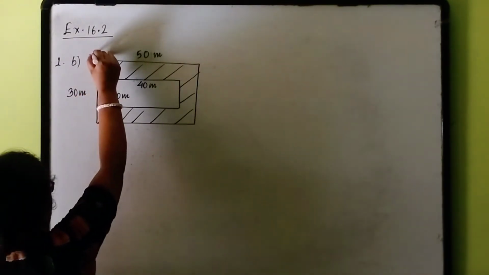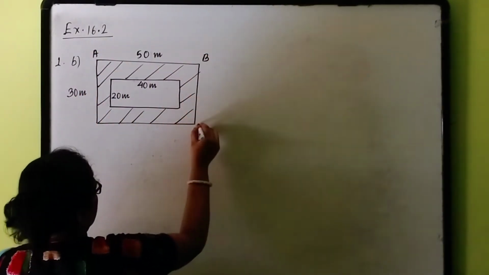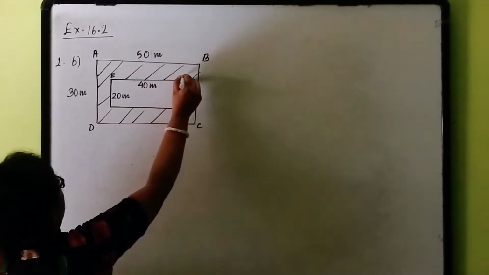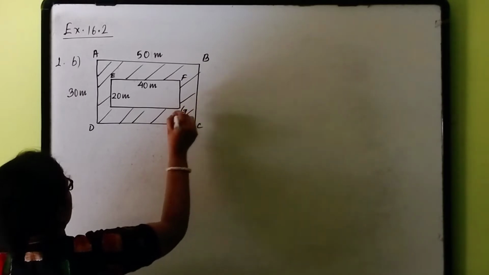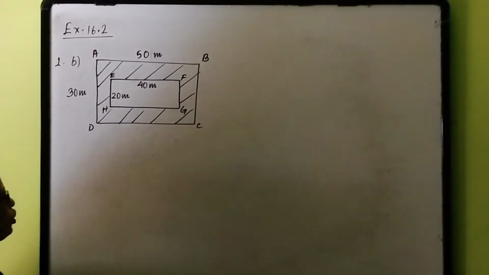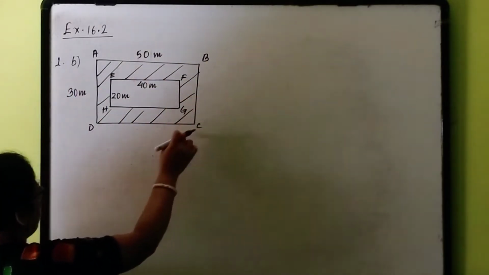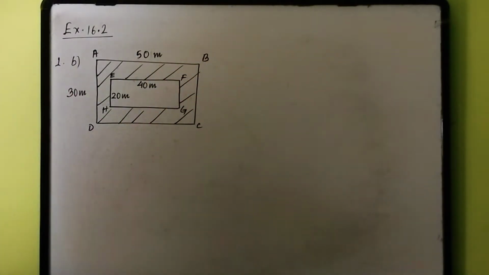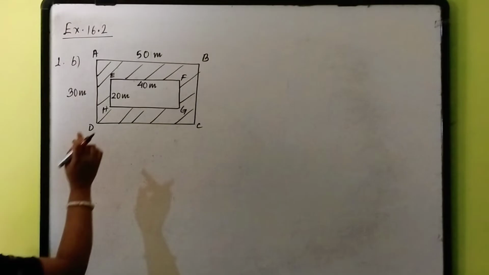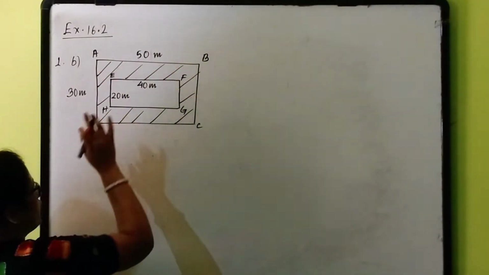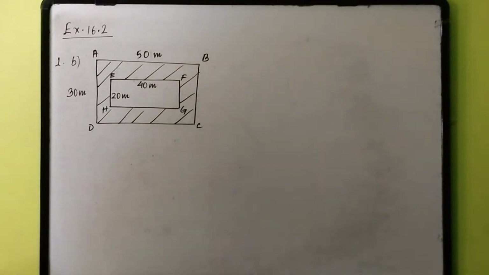Now let us name it A, B, C, D. Then let me put E, F, G, H. So there are two rectangles, one is A, B, C, D. There are two rectangles, my dear students: A, B, C, D and E, F, G, H. Am I right? Two rectangles are there.